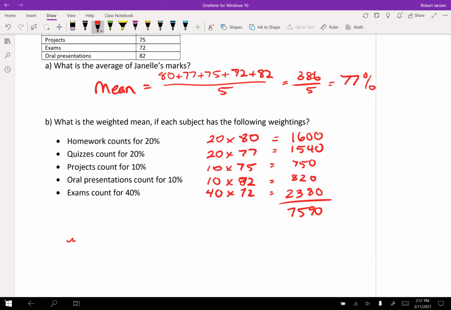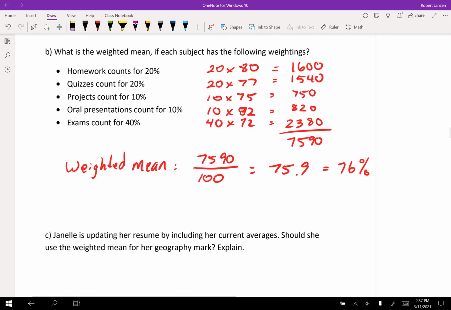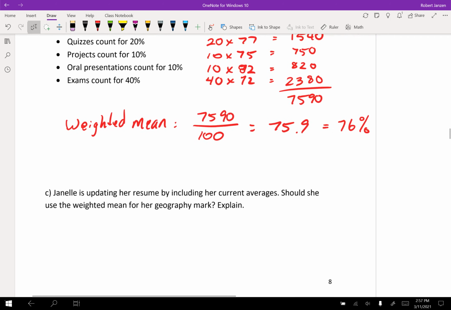And so what is the weighted mean? It's going to be 7,590 divided by 100%. So this is 75.9, which we will call 76%. Okay, so the mark is a little bit higher. Or sorry, a little bit lower this way.